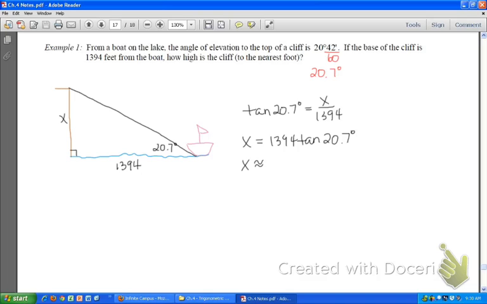What is it? I don't think it's to the nearest foot. 526.75. Okay, now read the directions. It said to round to the nearest foot. So what is the nearest foot? And we're done. Easy enough, right?